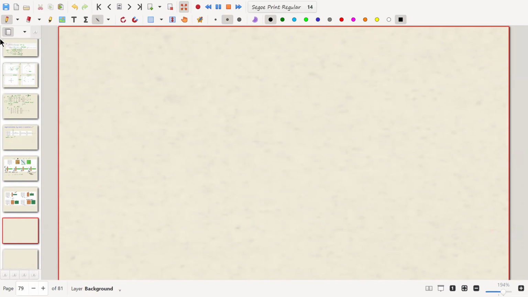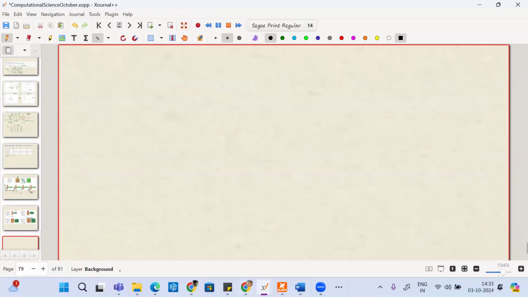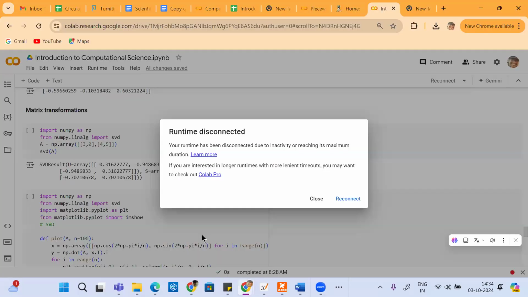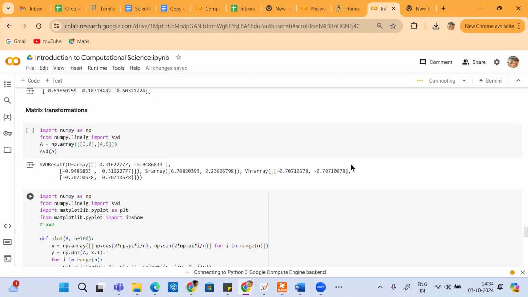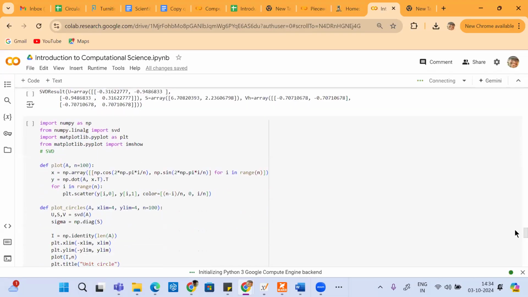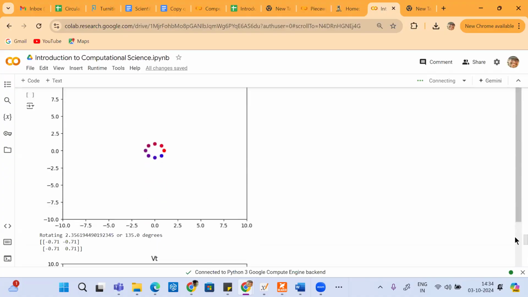I think I'll show you some Python examples. So this part, did you learn how to do this SVD? The first example you learned, right? Okay, now I'm showing you this one.